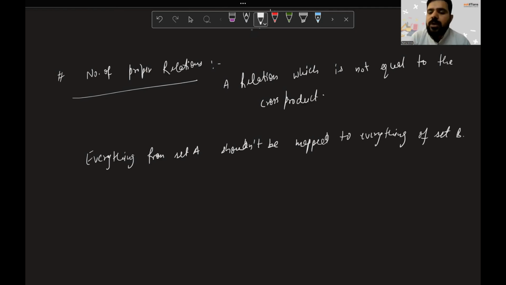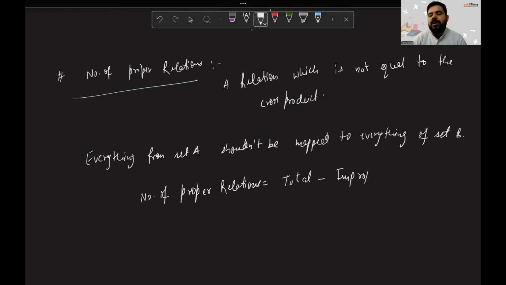Everything from set A should be mapped to everything of set B, right? And that is only one such case, which is the same as your cross product. So if I have to ask you the number of proper relations, that is going to be total minus improper relation, which is going to be the same as that of the cross product. So 2 raised to the power PQ minus 1 will be the answer that we'll be getting for this case.